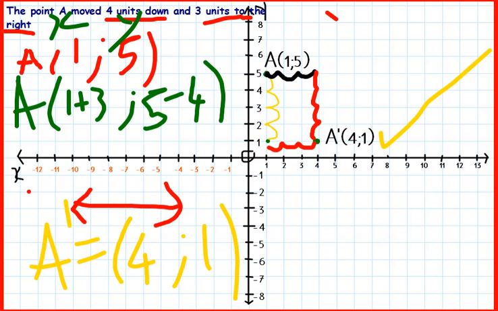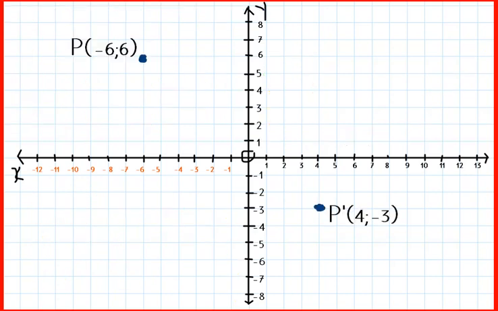So let's have a look at our next example. We have the point P, which is this one, the original one, because the one that's translated always has a small straight line on top. So this is the translated one. So let's have a look how we got to this point here.